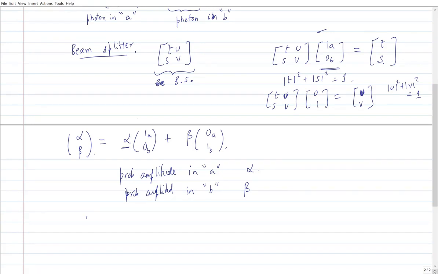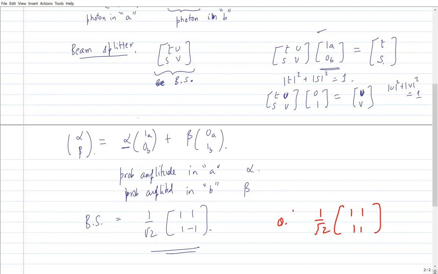You can have various examples of beam splitter. Essentially, any unitary matrix will serve as a beam splitter. Of course, whether it's a 50-50 beam splitter or not, that's going to be another condition on that unitary matrix. That's going to be one of your homework problems. But so, for example, this is a beam splitter. Question for you: is the matrix a beam splitter?